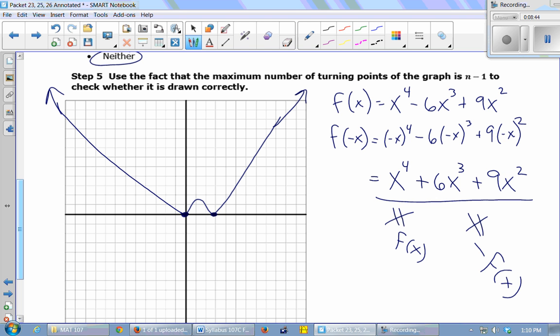How many turning points have I drawn here? Local maxes and mins. 3. Remember there was that theorem yesterday that said when you had degree n, you can have at most n minus 1 turning points. The degree of this function was 4. So does it make sense to have 3 turning points? Yeah, that's allowed. That's the most I can have, so that's allowed. It's just a quick check to see if you've done something wrong. That make sense? What we're doing?